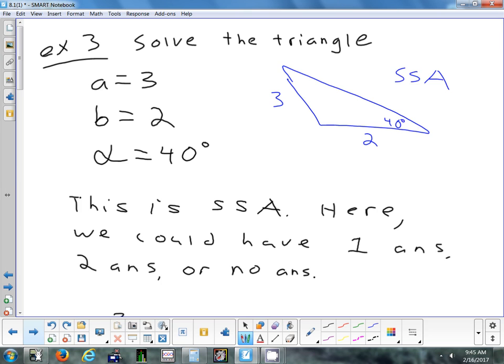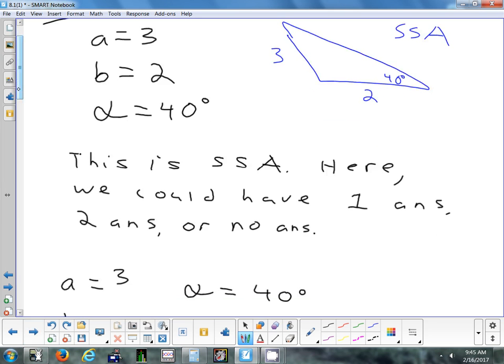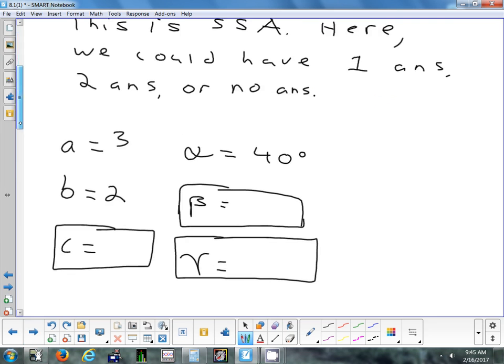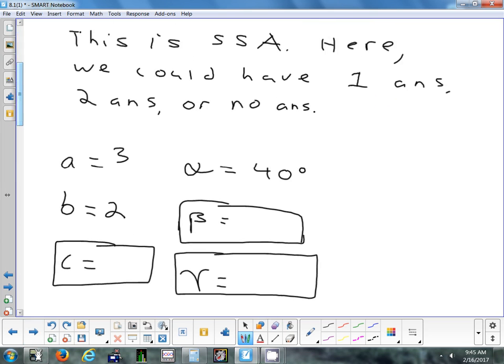No solution, which is the fastest. 1 solution, which takes about the same amount of time as we just did. And 2 solutions, which isn't harder, but you have to do everything twice because you get 2 answers. So it's like doing 2 problems at once. Okay, so we're going to solve the one where A is 3, B is 2, alpha is 40. Okay. And I just copied that information into my table.